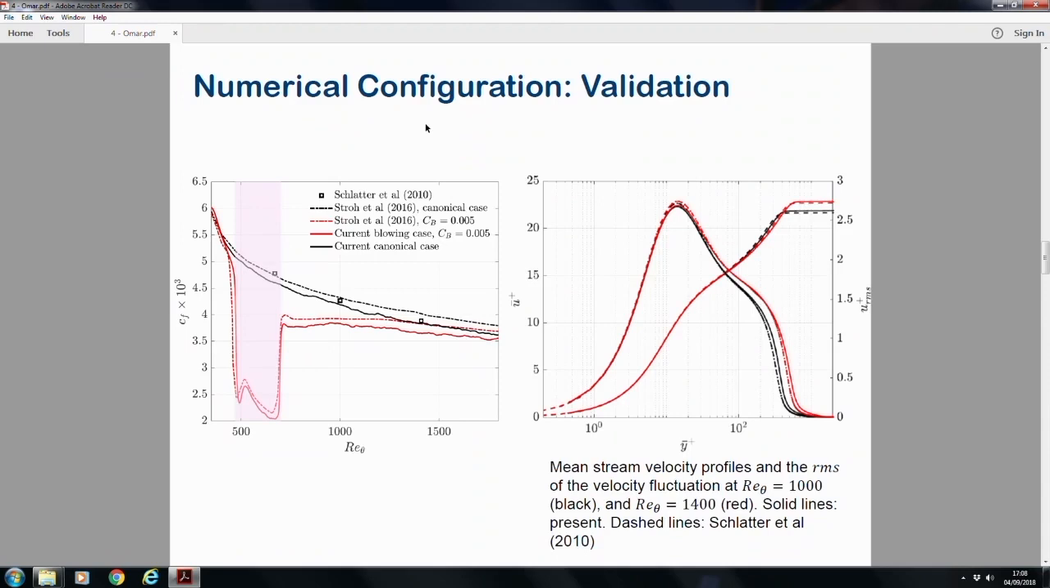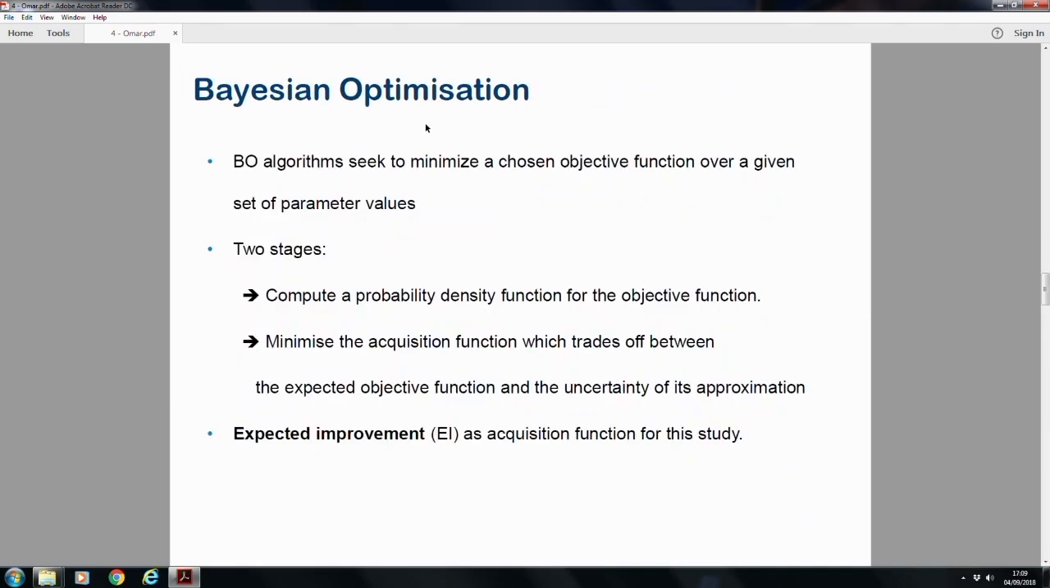To make sure that we are resolving all the scales, we compare with Schlatter 2010 and Stroh. We find good agreement in the skin friction coefficient, the mean velocity profile, and the root mean square of the velocity fluctuation.